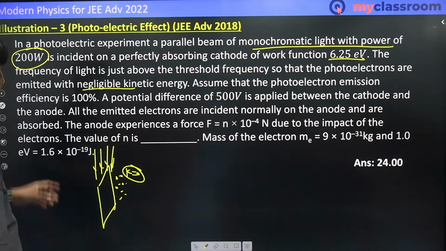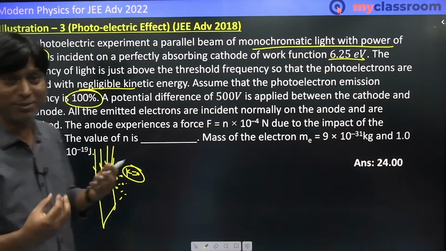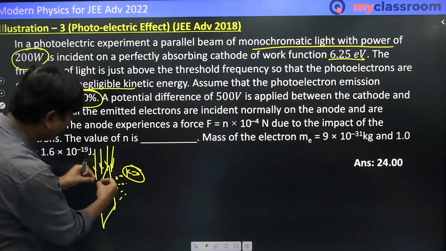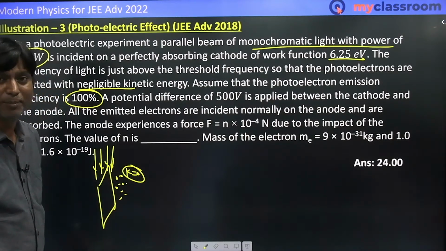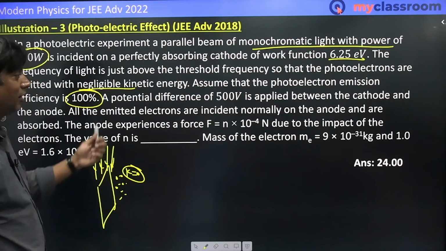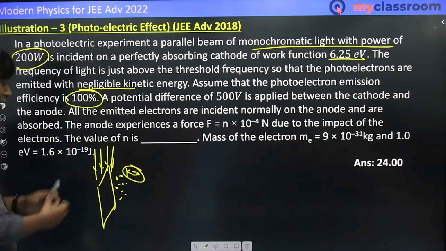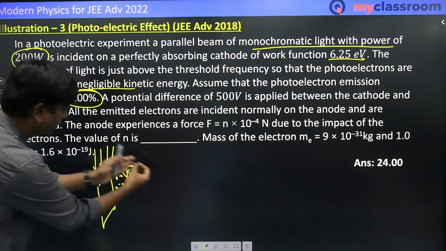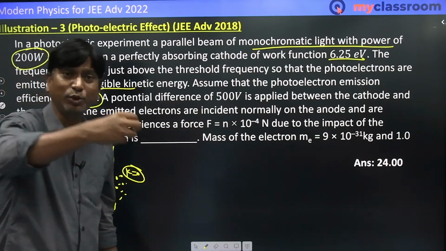Assume that the photoelectron emission efficiency is 100%. What do you mean by photoelectron emission efficiency being 100%? However many photons are incident on this plate per second, the same number of electrons will be ejected out per second. So the number of photons incident per second equals the number of electrons coming out. So each photon is able to remove one electron.